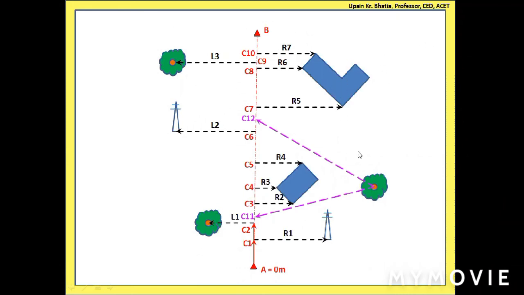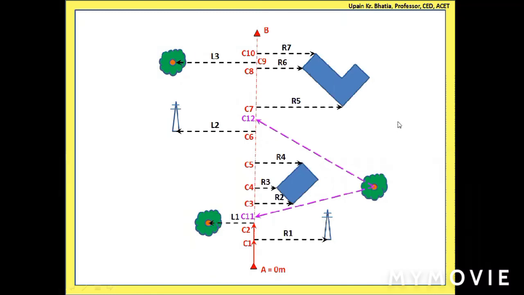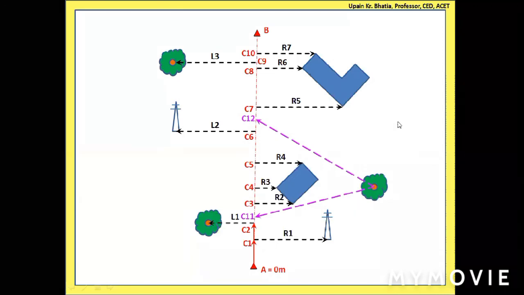Because there is not a single point. There are so many points. Some trees are there, some electric poles are there, some buildings are there. There may be some other points also. So likewise, every point is treated separately, and for every point you have to make a separate observation.